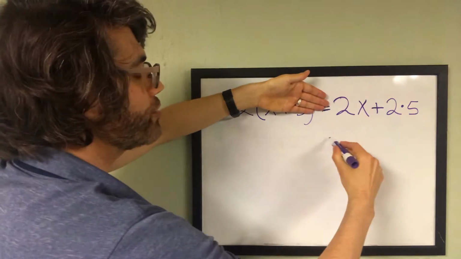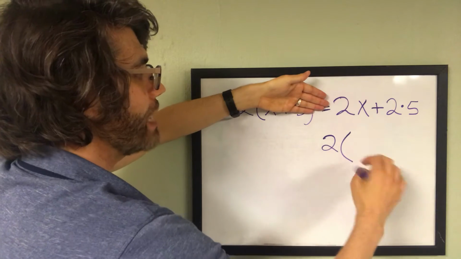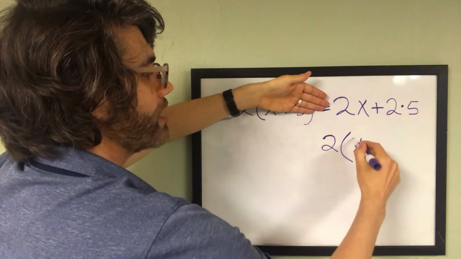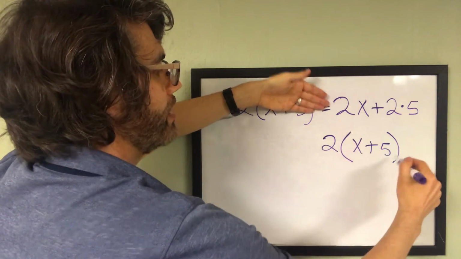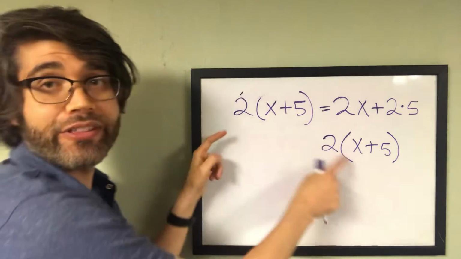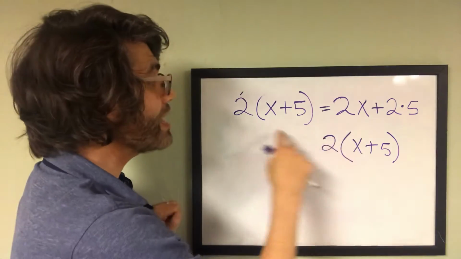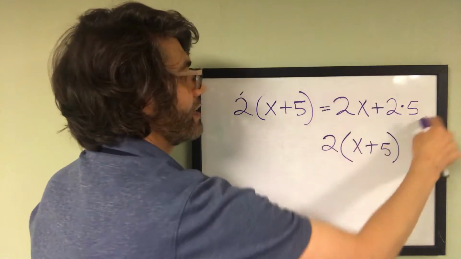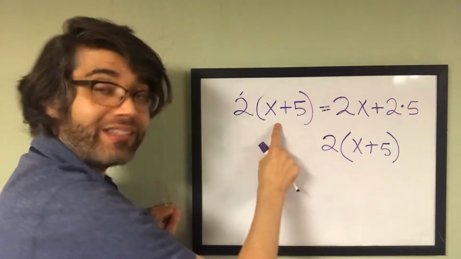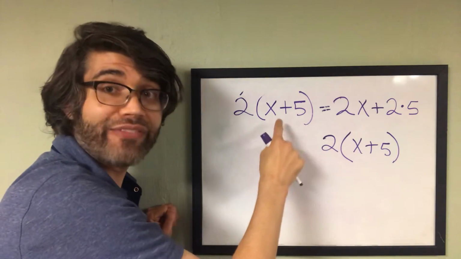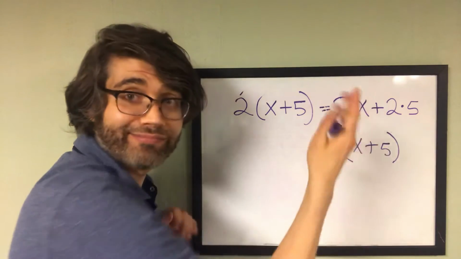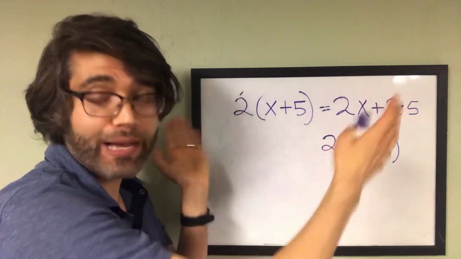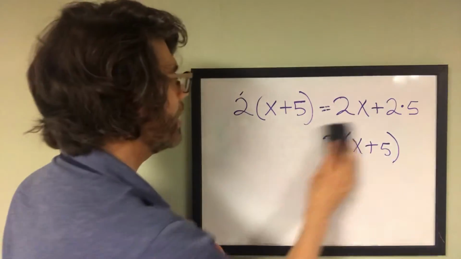So what we could do is we could take 2, put it on the outside, and what are we left with in the parentheses? X plus 5. Look at that. They're the exact same. So this is the expanded form of this, and this is the factored form of that. So they are absolutely, absolutely equivalent.